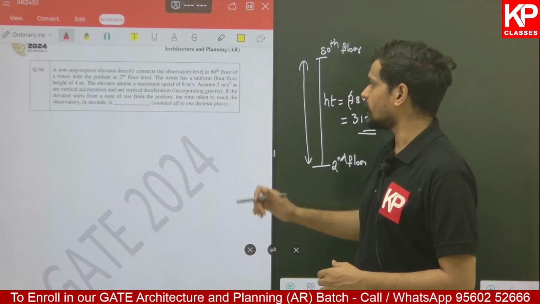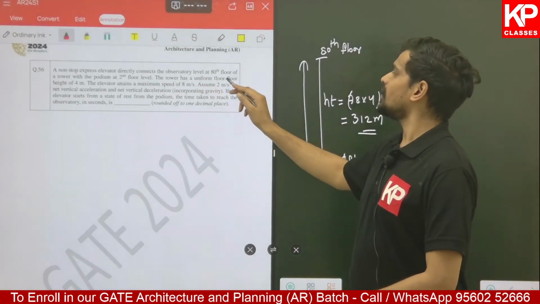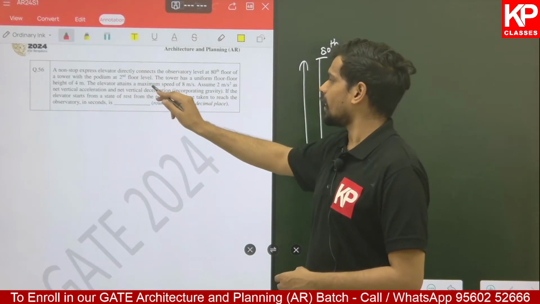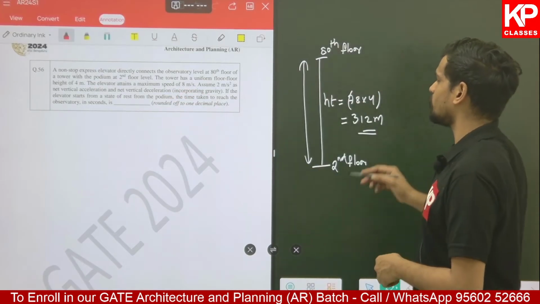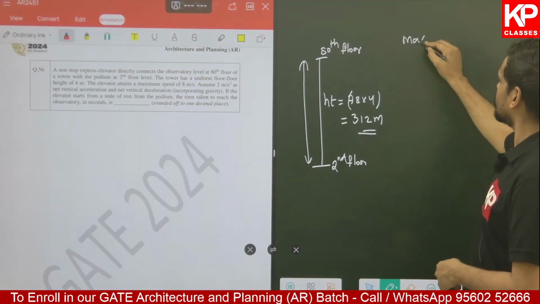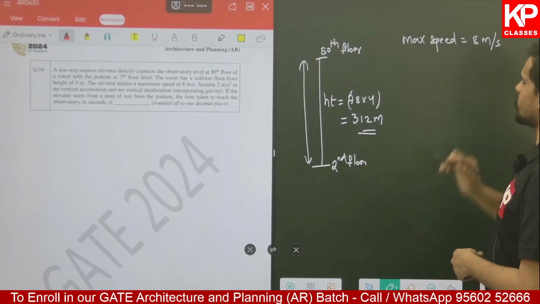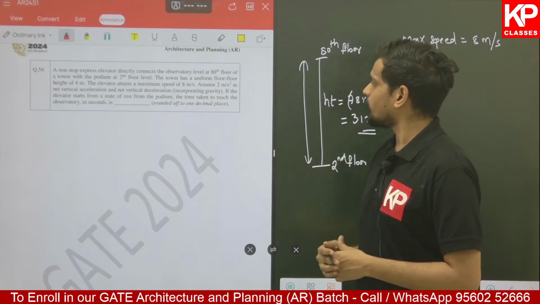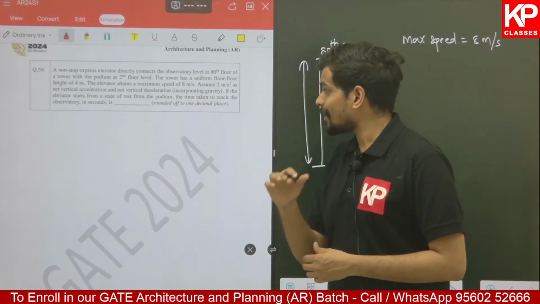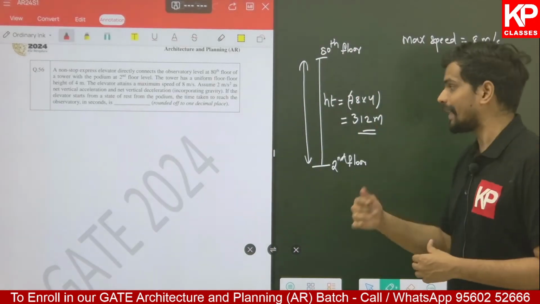Moving on to the next point. The elevator attains a maximum speed of 8 meter per second. So the maximum speed that's given as 8 meter per second which it can attain, assuming 2 meter per second square as the net vertical acceleration and net deceleration incorporating gravity.